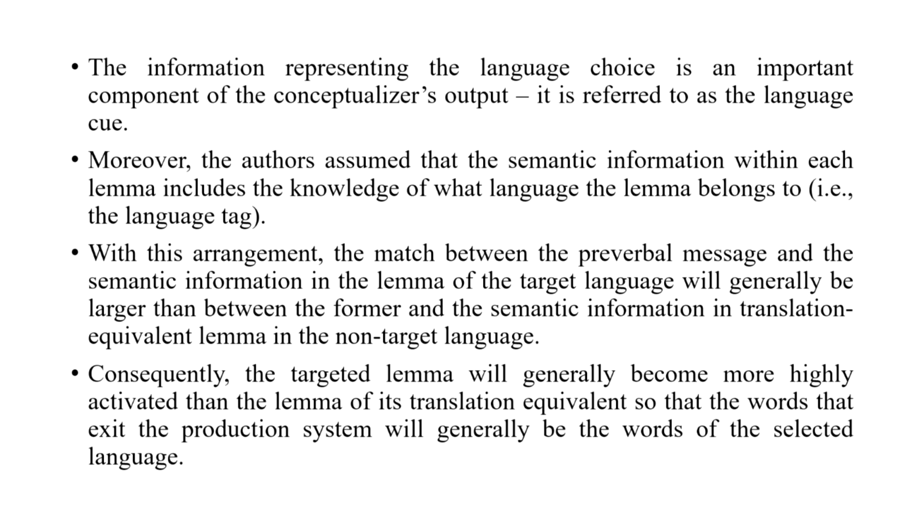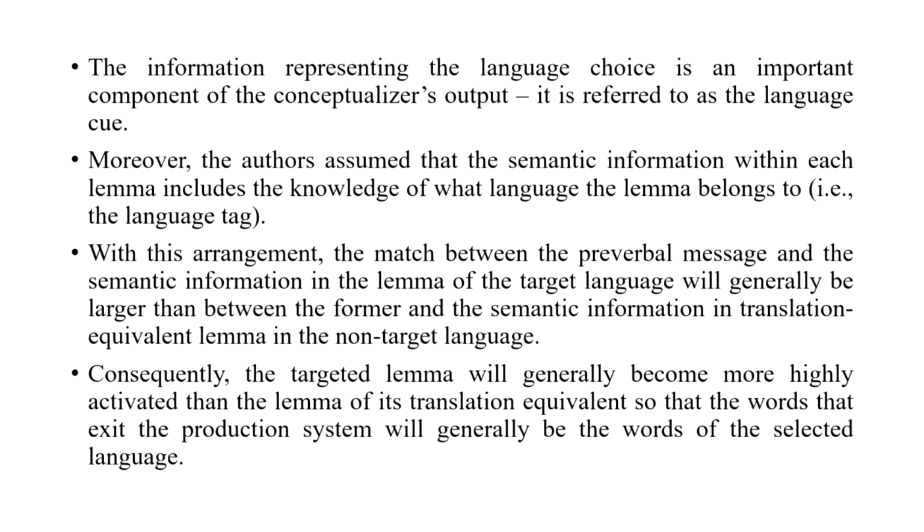The information that is representing language choice is a very important component of the conceptualizer's input, and it is referred to as the language cue. Moreover, the authors have assumed that the semantic information within each lemma would also include the knowledge of what language that lemma belongs to. This can be referred to as language tags. For example, if I want to eventually select a lemma, and remember I said that lemmas have information about semantics and syntax as well. The syntax obviously would differ between different languages. So, a lemma will have to be language specific because it will carry information about not only the meaning part, which can still be common across languages, but how this specific word in this language is expressed or used, even though I am thinking to talk about the same concept.